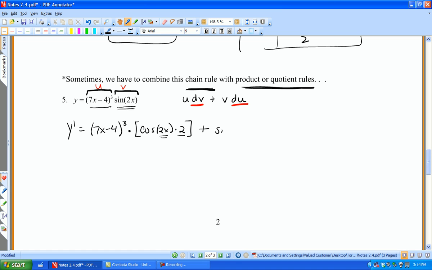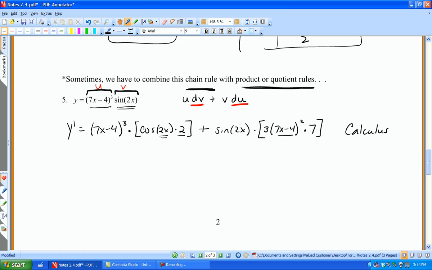Okay, plus the second half of the product rule. I take the second thing, sine 2x, and I multiply it by the derivative of the first one. But the derivative of (7x minus 4) to the third also involves chain rule. It would be 3 times (7x minus 4) to the second, but then I have to times it by 7. Why 7? Because that's the derivative of the inside function. All right, that's your calculus step. If you got that, you've got the calculus down.